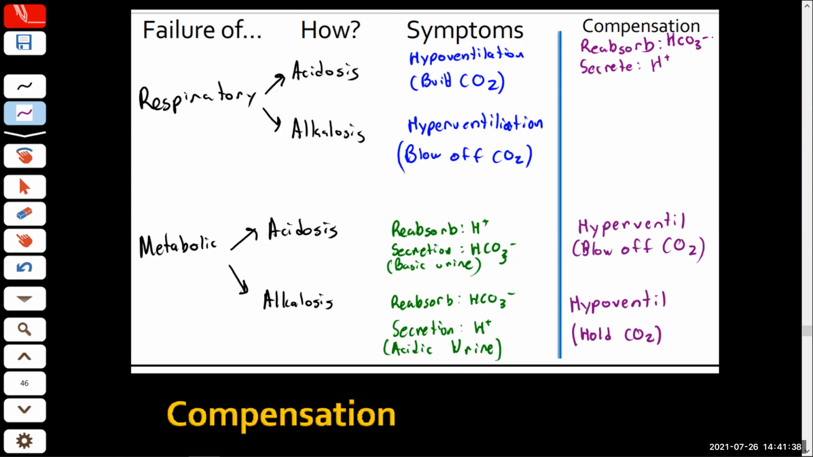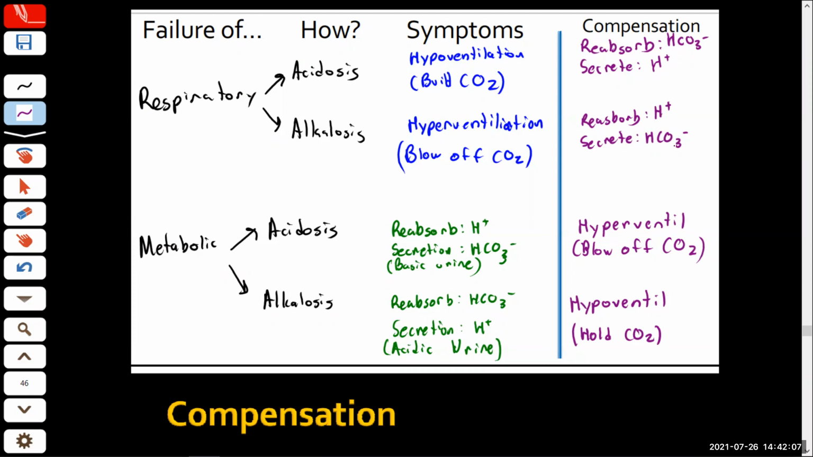Okay. Respiratory alkalosis. Reabsorb, secrete. What would I want to pee out with alkalosis? Alkalosis, basic, too many bicarbonate. Should pee out the bicarbonate. Keep my protons. Okay.